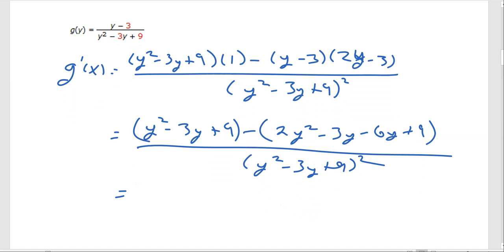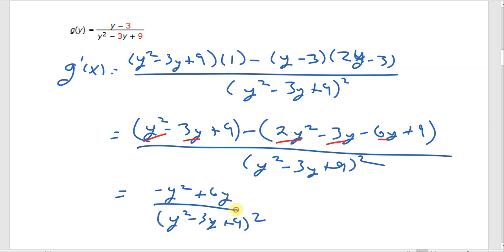So now when I start combining like terms, we get negative y squared. So let me keep track of these things. So we got that one, and then negative 3y plus 3y plus 6y would be 6y. And then we get a 9 minus 9. And in the denominator, we still have that.